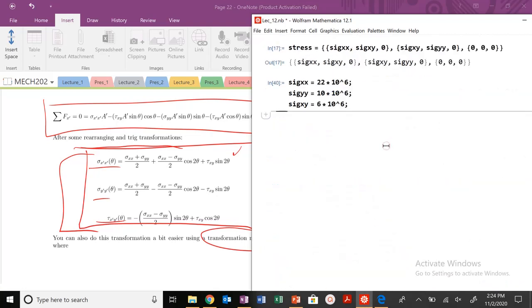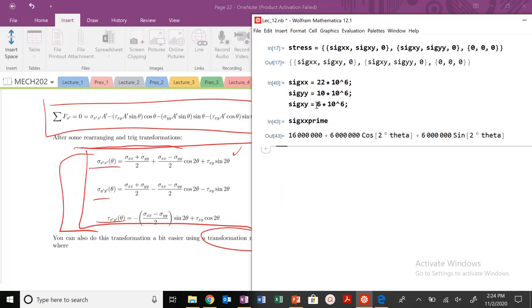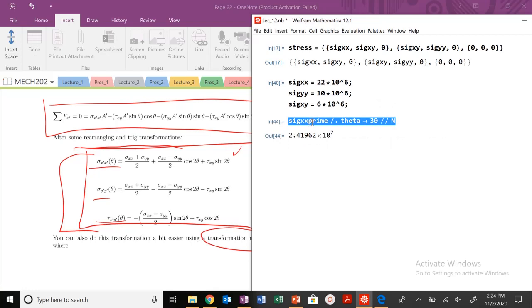So if I want to do, let's see, my sigma xx prime, there it is, as a function of theta. I just want to slash dot. Theta goes to 30, counterclockwise positive. Let me see the numerical result. So there's my new xx prime value.